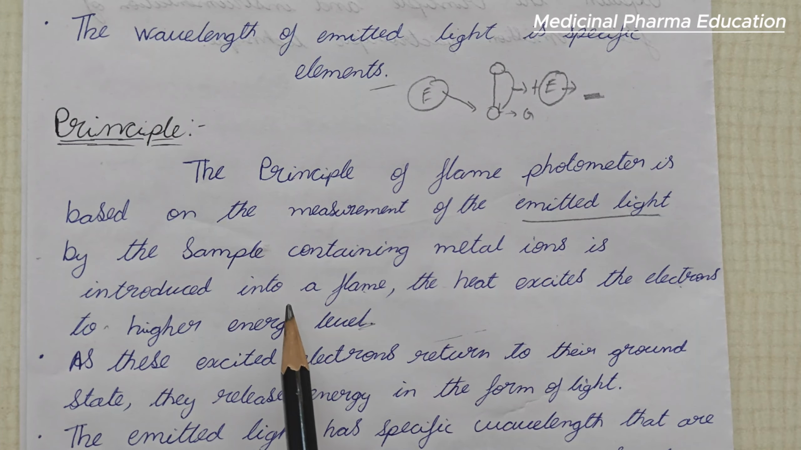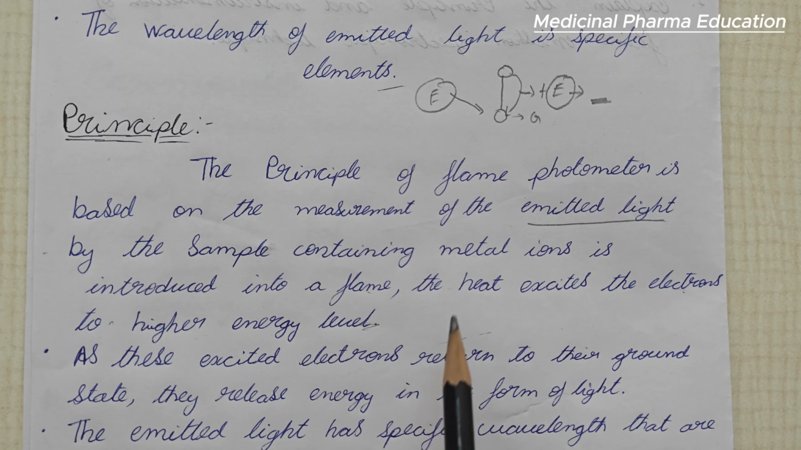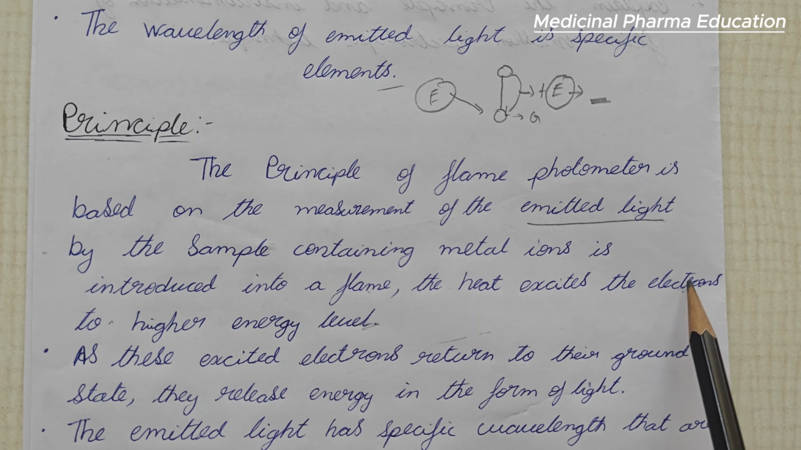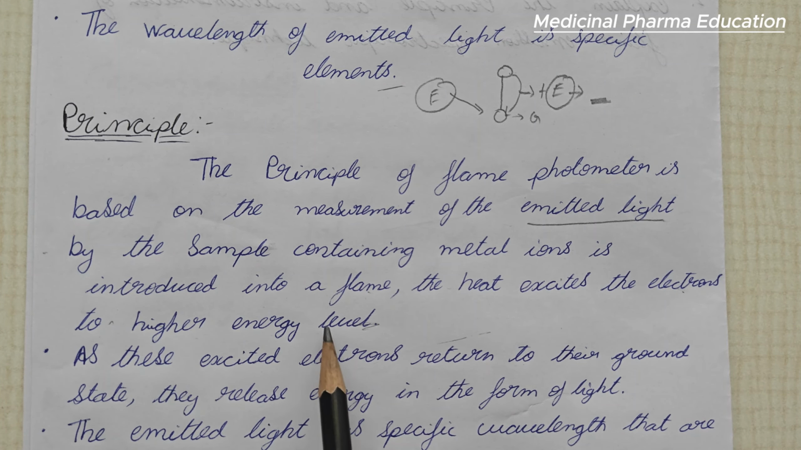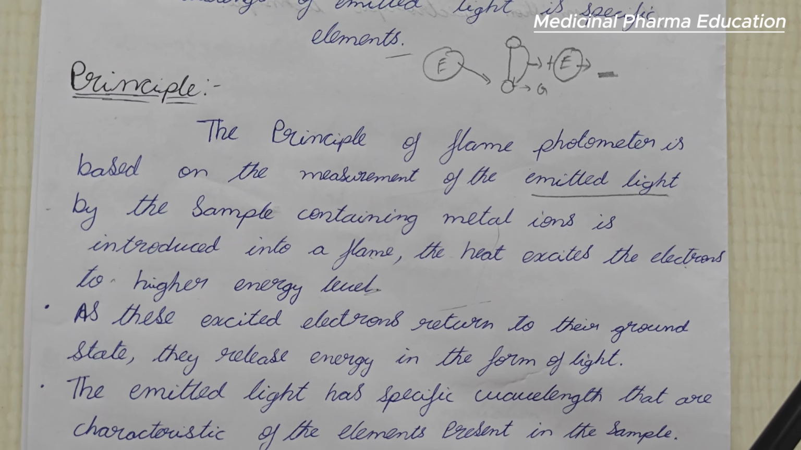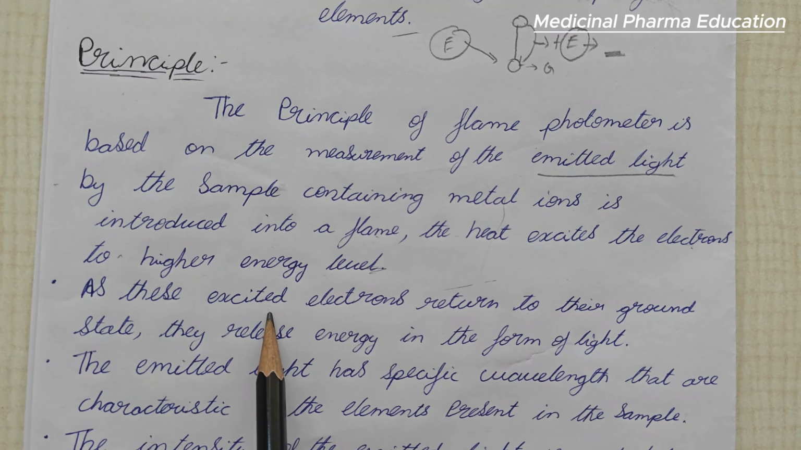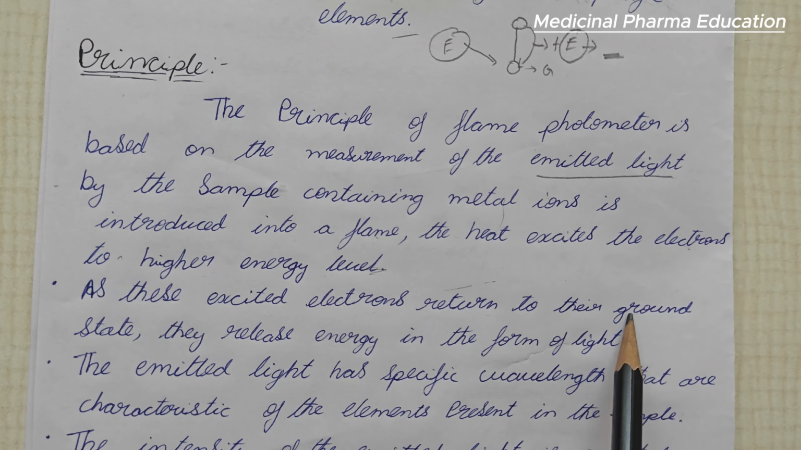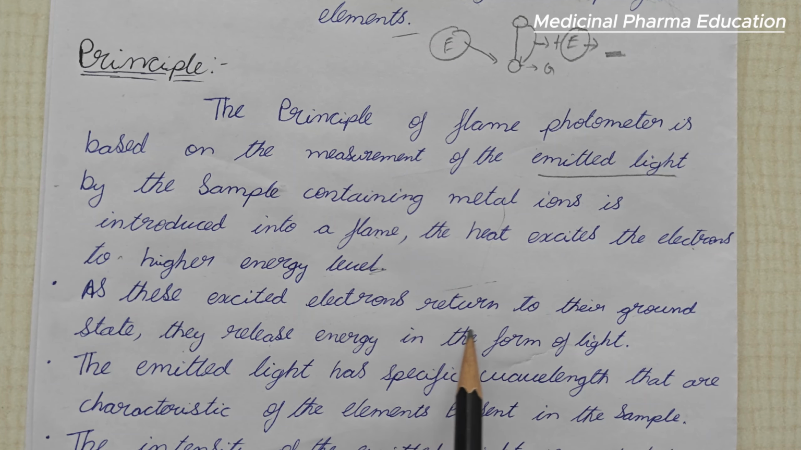Okay, see here what is happening, right? When the sample is introduced into the flame, the heat from the flame excites the electrons to the higher energy levels. Higher energy levels means excited state. As these excited electrons return to ground state, they release energy in the form of light.